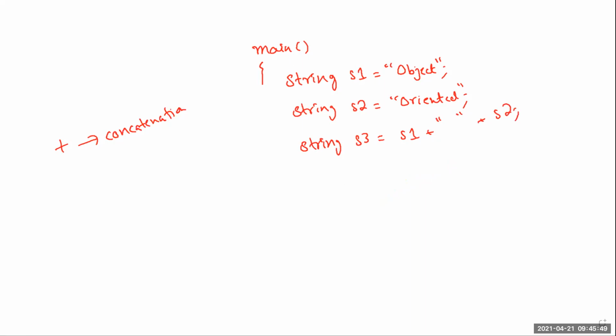This operator has another version, just like we have the assignment operator and an arithmetic operator combined together. The same is true here. You can also write s1 plus equals s2. Now what will happen? Both s1 and s2 will be concatenated and the answer will go to s1. So if you write cout s1, then what will happen? You have the concatenated string, the two strings joined together, and s1 has the updated value.